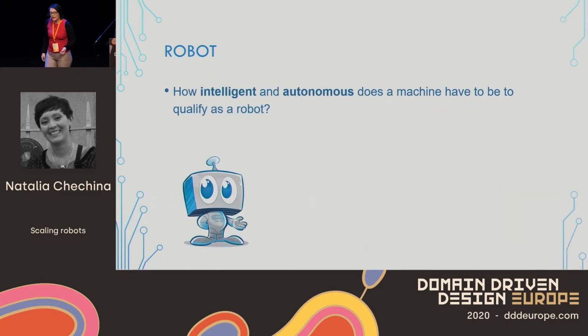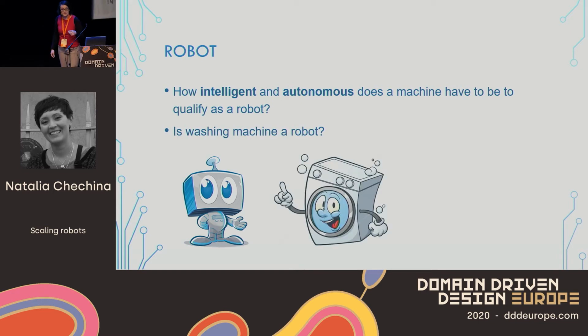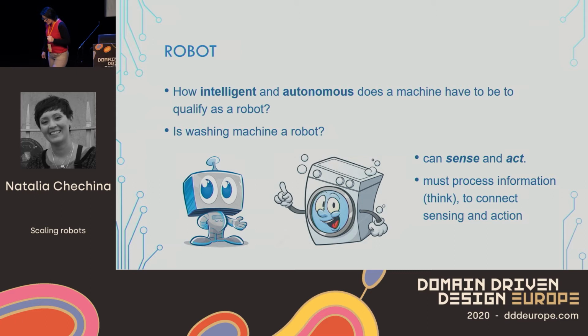But the next question: how intelligent and autonomous should a machine actually be to qualify as a robot? Is a washing machine a robot? That's the question. The thing is that a robot should sense and act. We can call it thinking, but it's actually sensing something and then acting on those senses. So that's the answer. And a washing machine, if you have one that actually senses that you've got quite a load of clothes that need to be washed, and then collects them either around the house or puts them up itself, then you have a robot. Otherwise, I'm afraid it's just a washing machine.